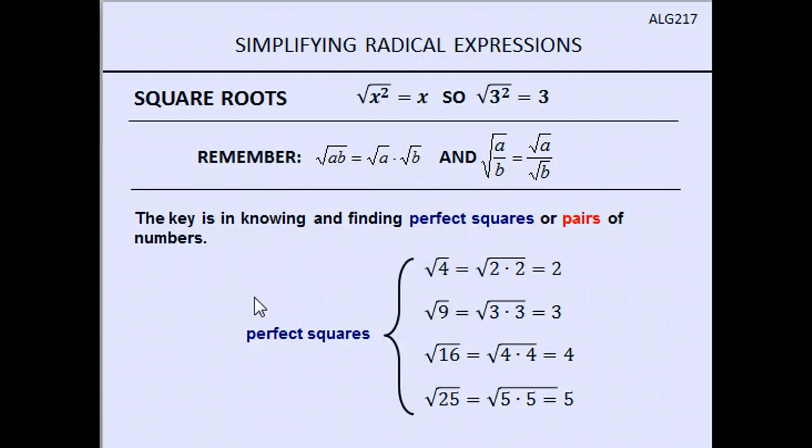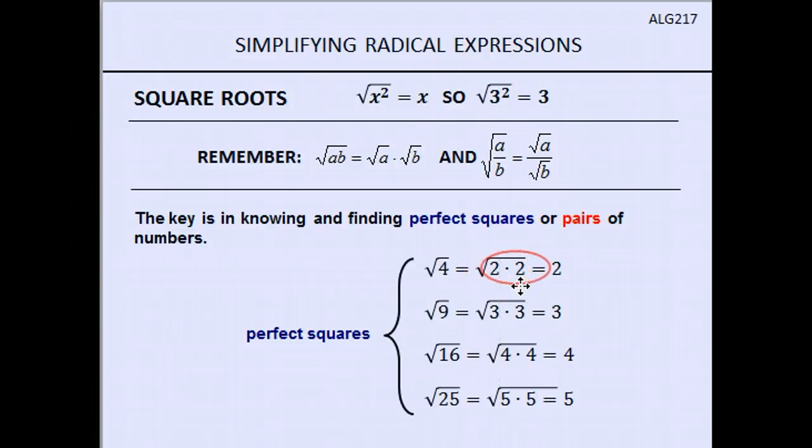Now, the key to simplifying radical expressions is in knowing and finding perfect squares or pairs of numbers. If we see perfect squares in a problem, that makes our life an awful lot easier, so it's really great if we know those. If we can break something down to a 4, a 9, a 16, those are easy to deal with. Otherwise, we have to break them down into primes, like 2 times 2, or 3s. 4 is not a prime, but it is a perfect square because the square root of 16 is 4. But we're looking for pairs of numbers.